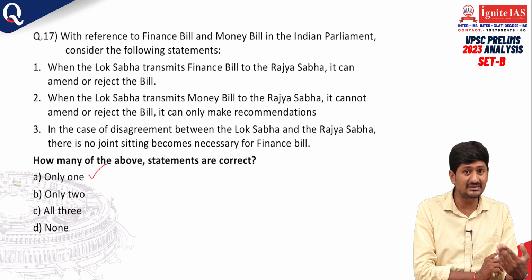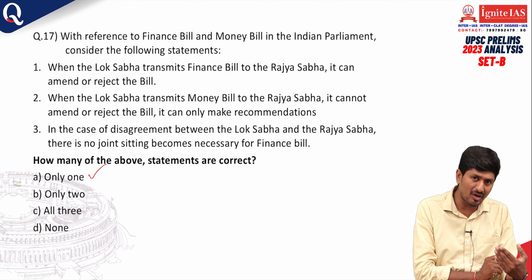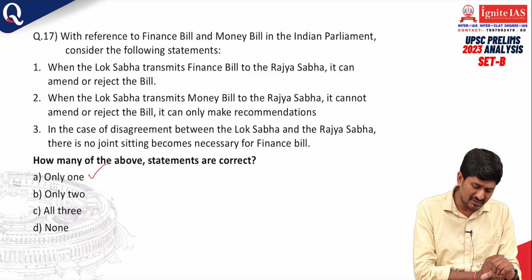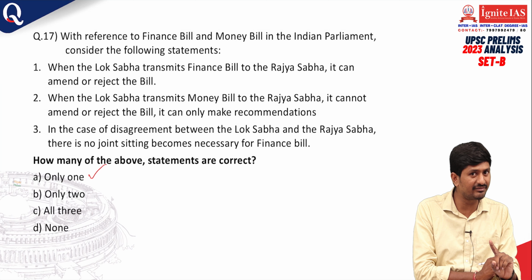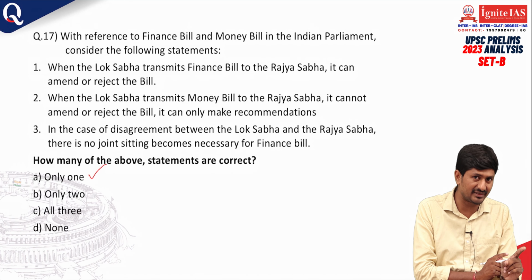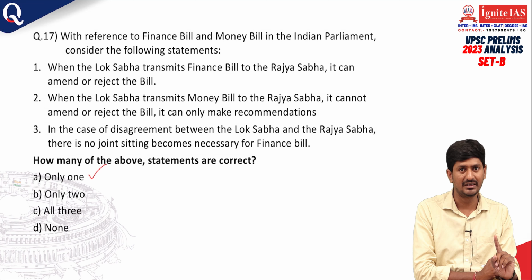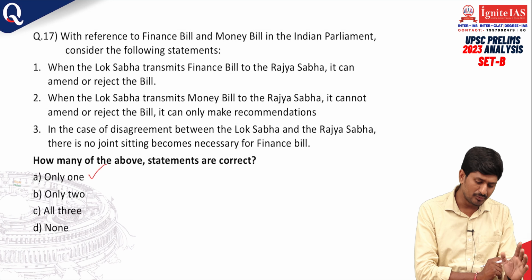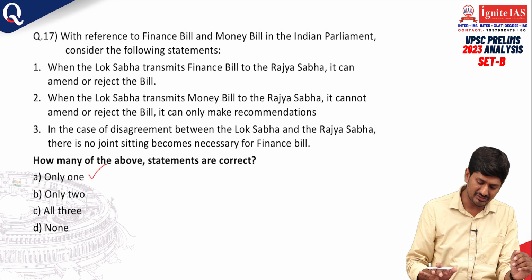But in some situations, people may also take the second one as the right answer, because sometimes they may interpret finance bill as a financial bill, but financial bill is different and finance bill is different. Okay, financial bill is defined under Article 117 of the Constitution. So financial bill has 2 types, financial bill 1 and financial bill 2. Okay, right. So you must take this particular question into consideration.